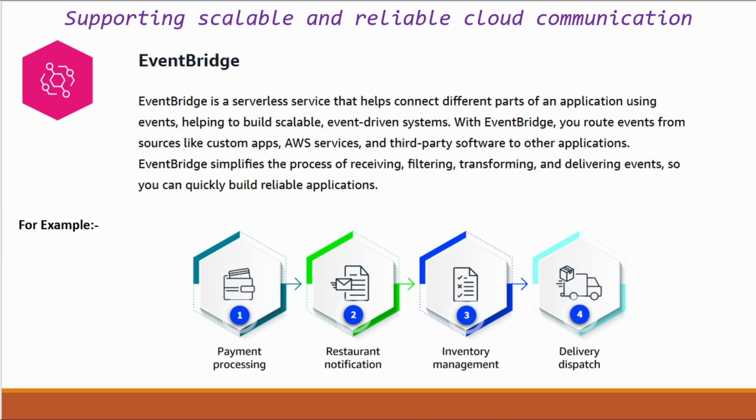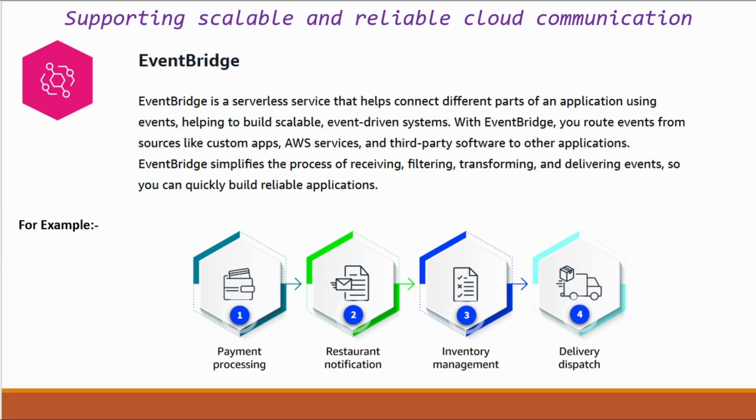For example, you ordered something on Zomato. The first event that happens is the payment application. Once that is done, the restaurant receives a second event notification to start preparing the meal. And then the inventory system checks if the ingredients for the order are available. And at last, a delivery driver is notified to pick up and deliver the meal.